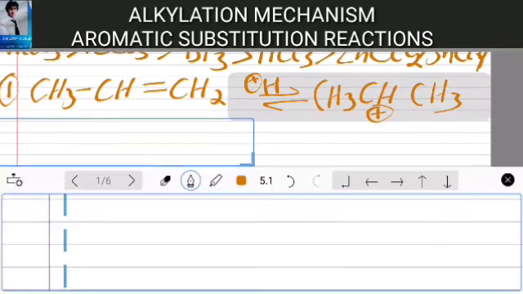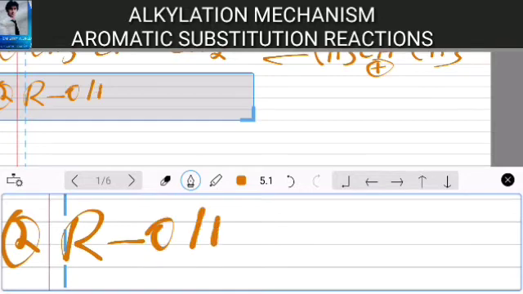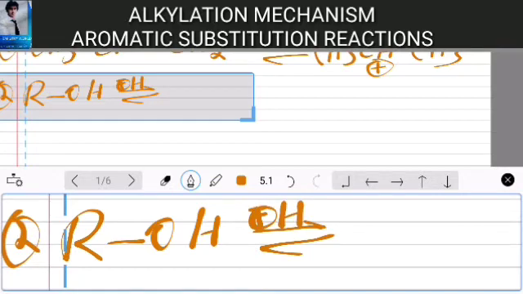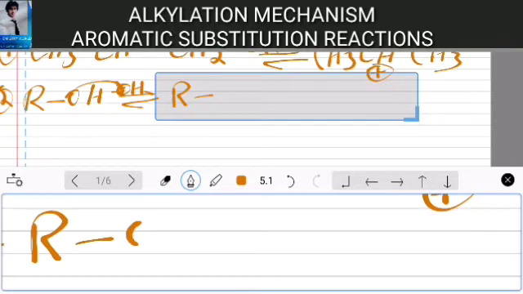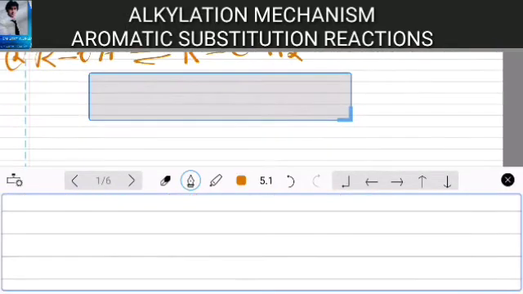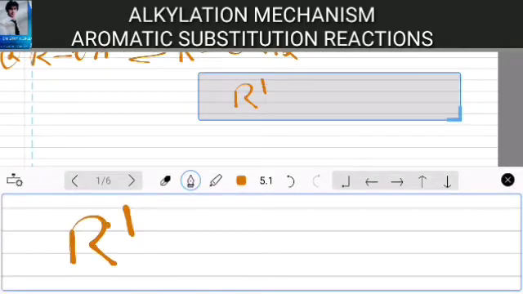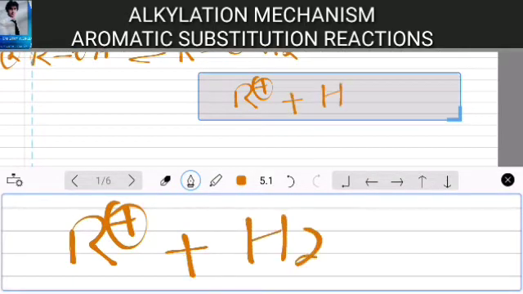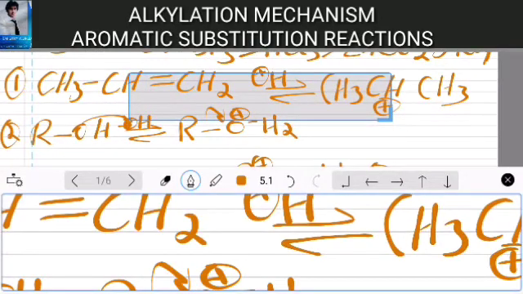We can also use alcohol as a reagent. For example, if we have ROH, we can give H positive to the alcohol. It attacks and becomes ROH2 positive. Here the positive sign occurs. This bond will break and we can get our electrophile plus water in this way. These two reagents are also used.